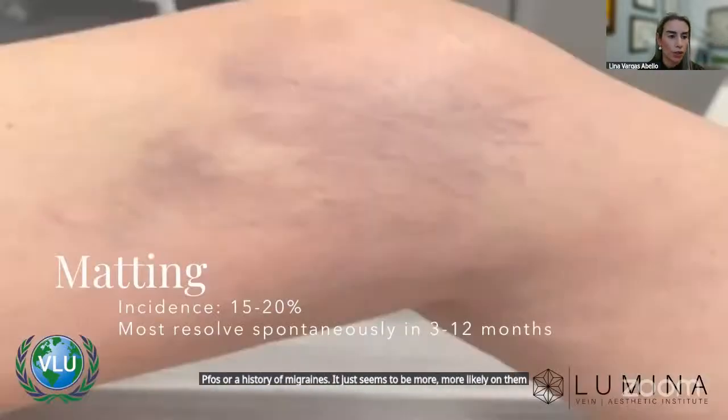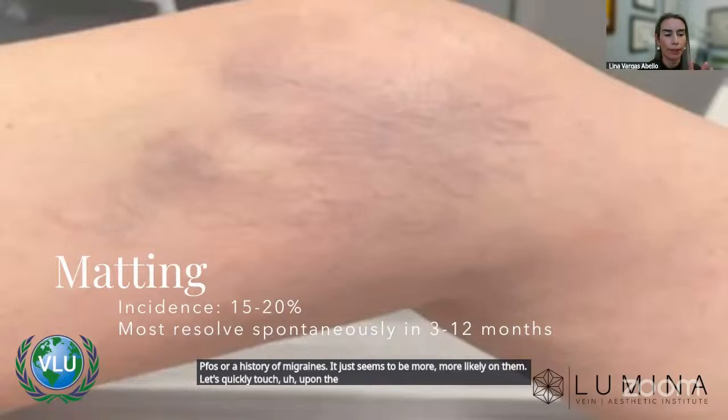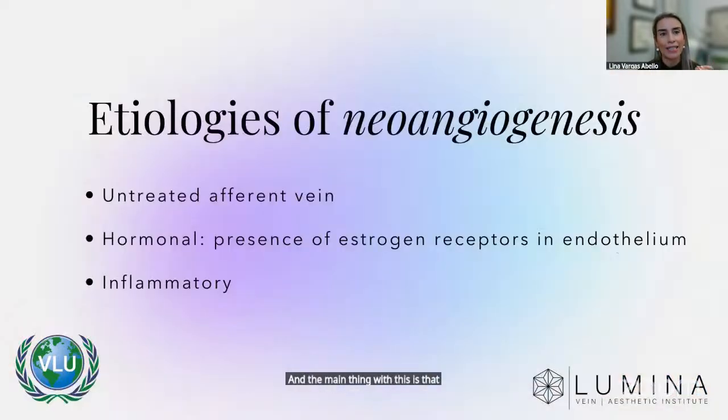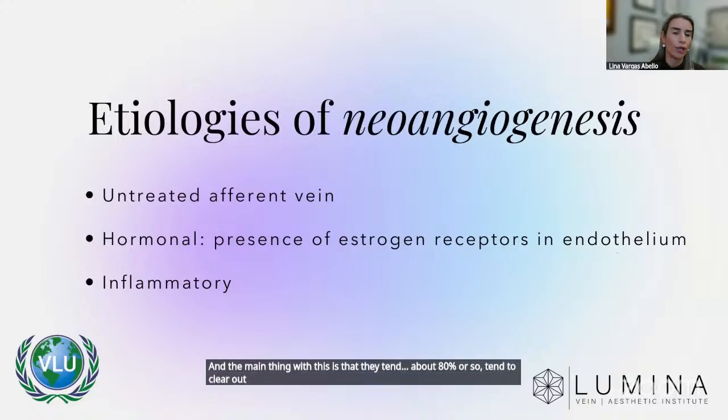Let's quickly touch upon the two complications, mainly matting and hyperpigmentation. Usually the incidence for both is about 20%. And the main thing with these is that about 80% or so tend to clear out after a year. So we just have to really be patient and handhold these patients, but there are definitely things that we can do about them.